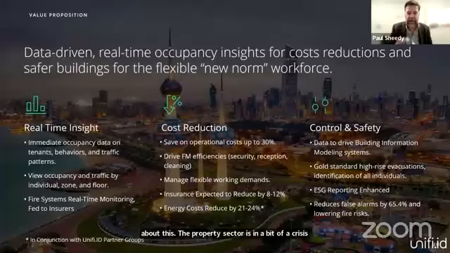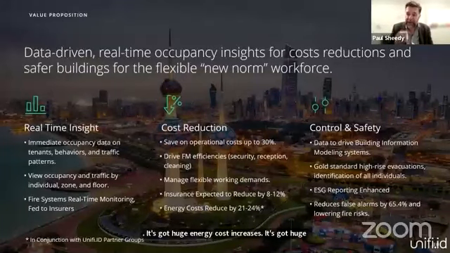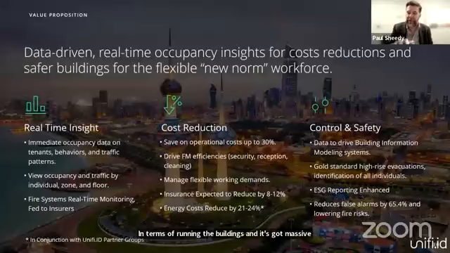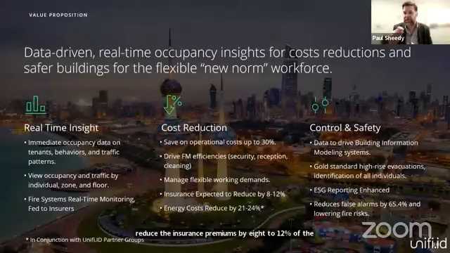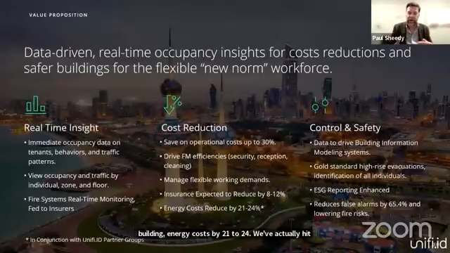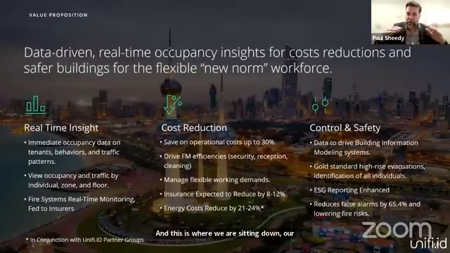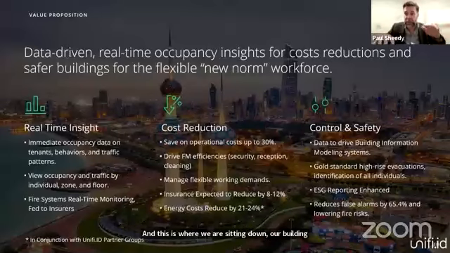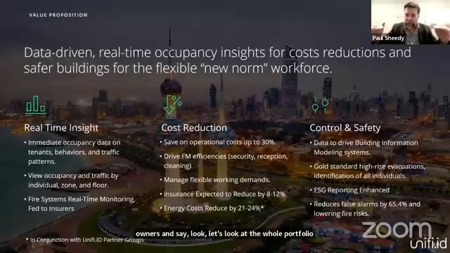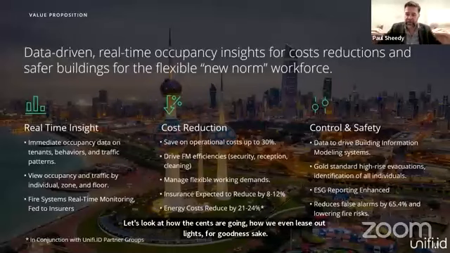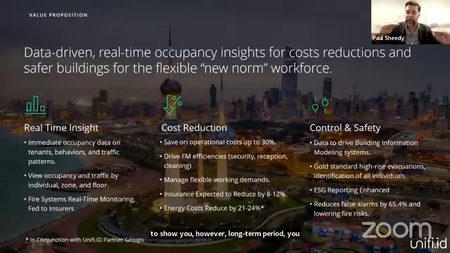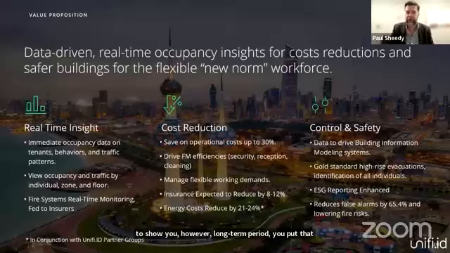It's got huge costs in terms of running the buildings, and it's got massive issues with people working from home, etc. We reduced the insurance premiums by 8 to 12% of the building, energy costs by 21 to 24. We've actually hit 30% in one building. And this is where we are sitting down our building owners and say, look, let's look at the whole portfolio. Let's look at how the sensors go in, how we even lease out lights, for goodness sake, to show you how over a long-term period, you put that technology in, and immediately on day one, you are now saving money and your asset value goes right up.